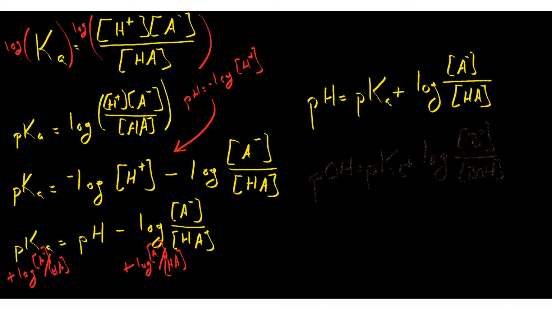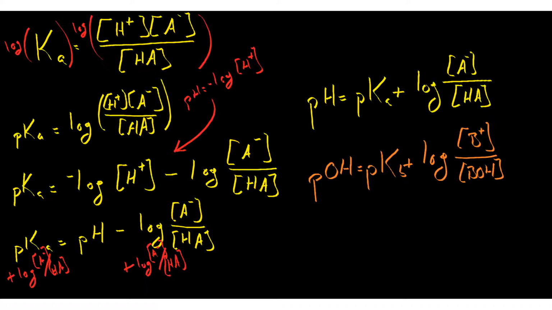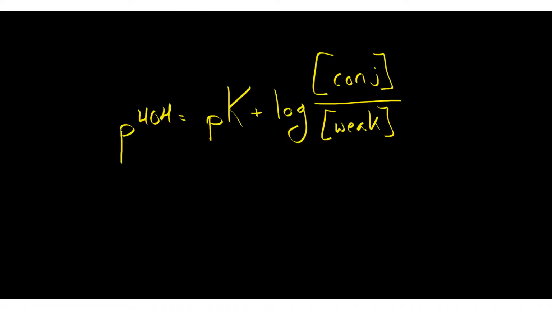And we also get, by the exact same derivation, the form of the Henderson-Hasselbalch for weak bases: pOH equals pKb plus log of B plus over BOH. You could go ahead and memorize both of these, or you can look at the more general form, where p-whatever, H or OH, is equal to pK, either A or B, plus log of the conjugate over the weak thing. Just remember that the conjugate's on top, the original weak thing is on bottom. And that is your Henderson-Hasselbalch equation.